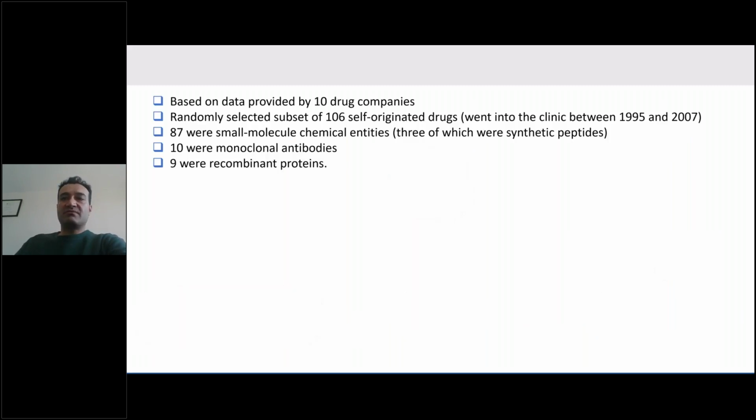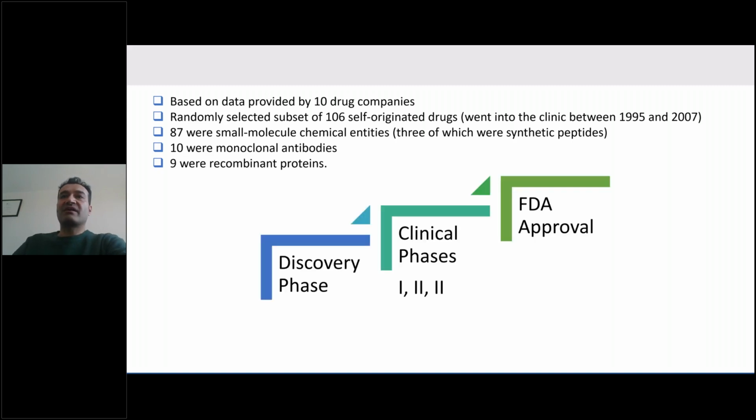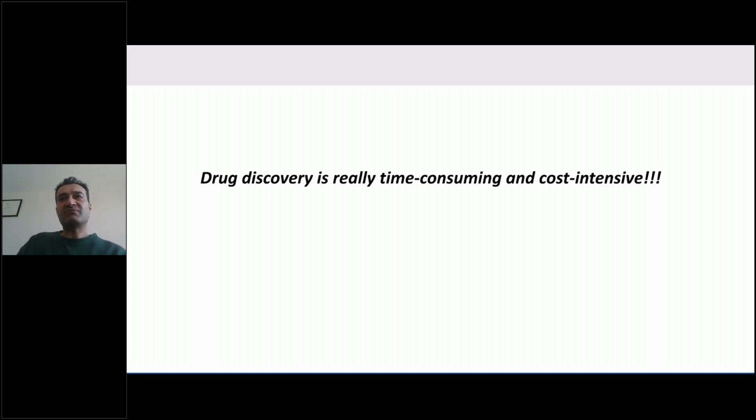As you can imagine, based on literature data provided by 10 drug companies, considering the discovery phase, clinical phases 1, 2, and 3, and the FDA approval process, drug discovery costs more than $2.5 billion to develop. So drug discovery is really time consuming and cost intensive. That's why new approaches are needed.